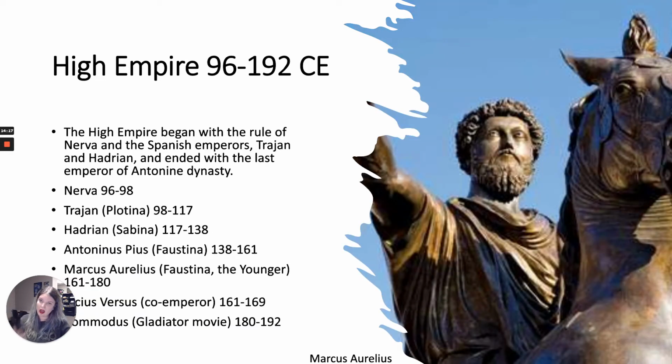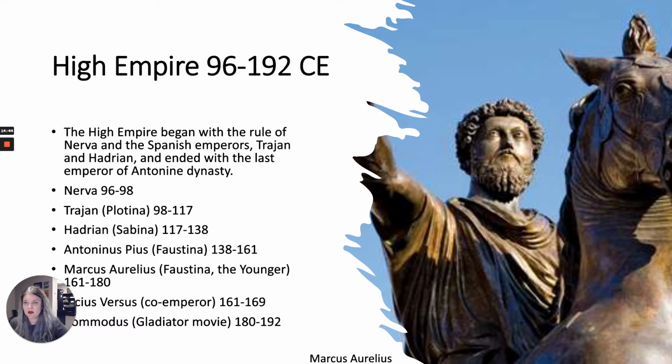Then we get into the High Empire. The High Empire began with the rule of Nerva. And then we get into the guys that are known as the Spanish emperors. They're men who were born not in Italy, but in Spain. But again, the Roman Empire is quite expansive, so places outside of Italy are part of Rome now. Those emperors are Trajan and Hadrian. They're both pretty important, and we'll talk about them quite a lot when we get to this.